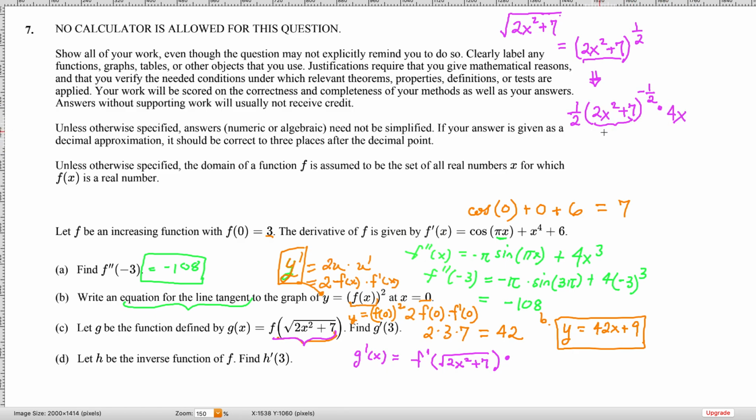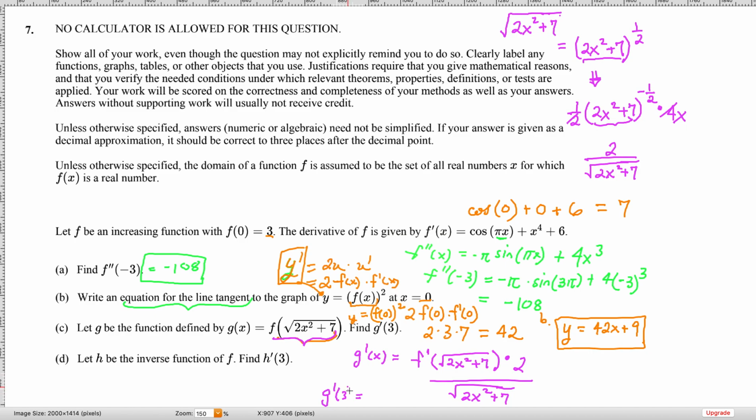And this can be simplified a little bit. This cancels with this, becomes 2, and then I could write it with the positive square root on the bottom because it's to the negative 1/2. And I could write that right here, 2 over square root of 2x squared plus 7. And let's make sure I did everything correct. I believe so. And then now they're asking us for g prime of 3.